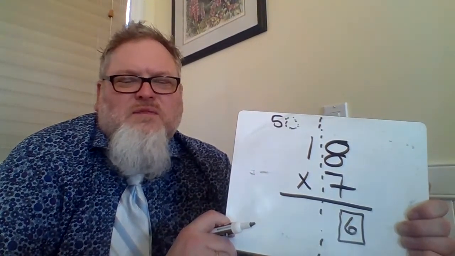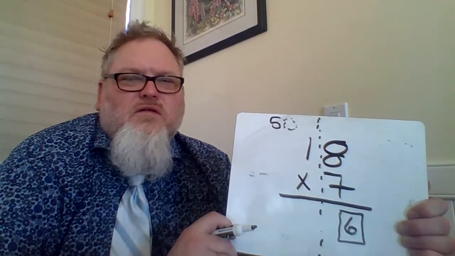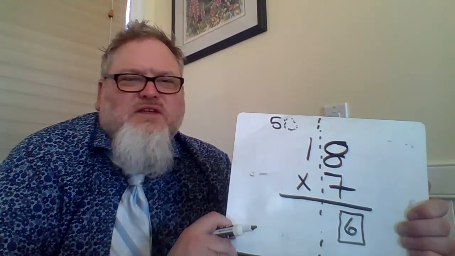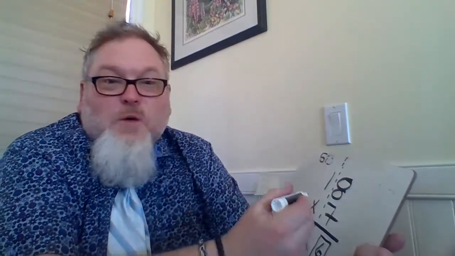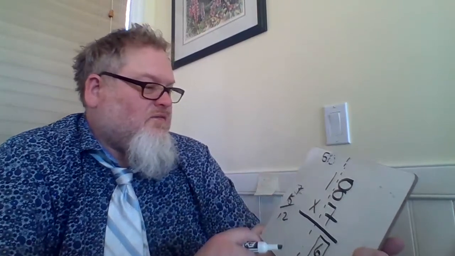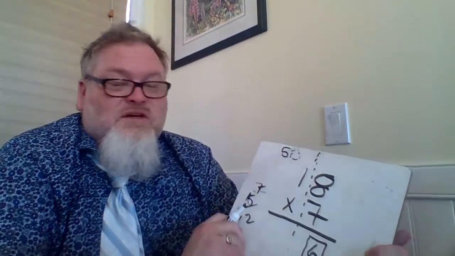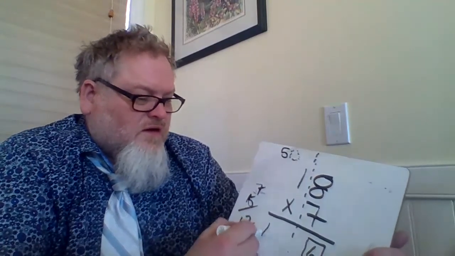No, sorry, I see where I made a mistake. 7 times 1 is 70 plus 5. Okay, so 7 times 10 is 70 plus 50 is 120.